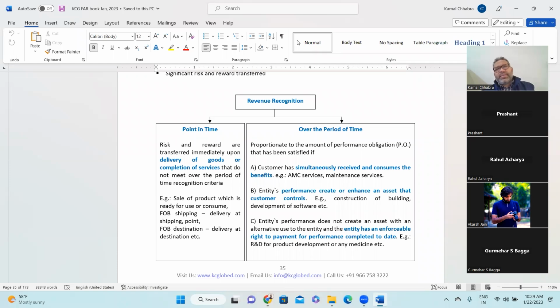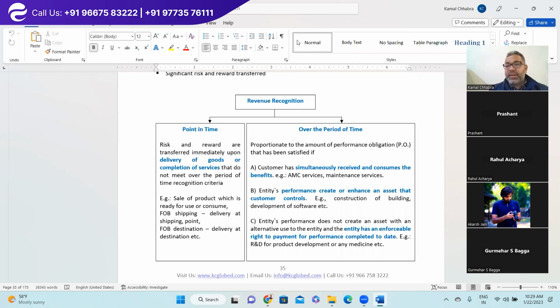So there are certain examples for point in time, like for example, sale of product. When you are, let's assume, a manufacturer or a trader, you may get a purchase order. Within the purchase order, there might be certain terms called FOB shipping or FOB destination. Do you know what is FOB shipping or FOB destination?